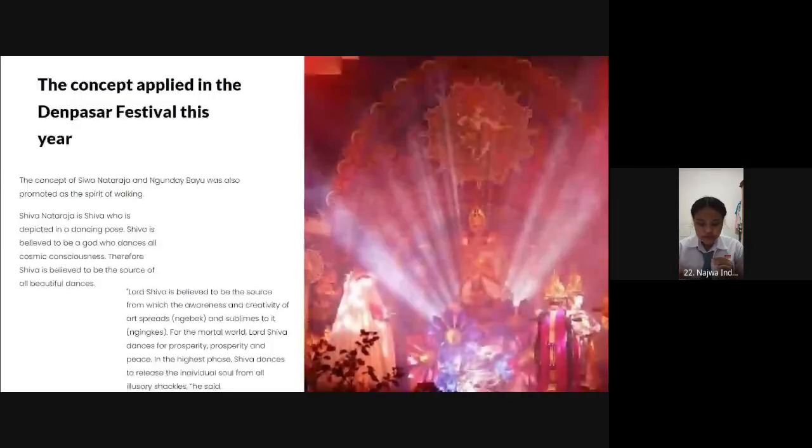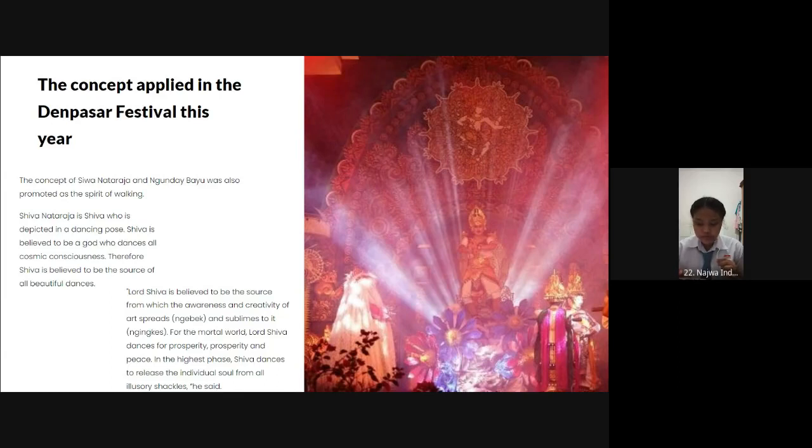The concept applied in the Denpasar Festival this year. The concept of Siwa Nataraja and Ngunde Bayu was also promoted as the spirit of the event. Siwa Nataraja is Siwa who is depicted in a dancing pose. Siwa is believed to be a god who dances all cosmic consciousness. Therefore, Siwa is believed to be the source of all beautiful dance.